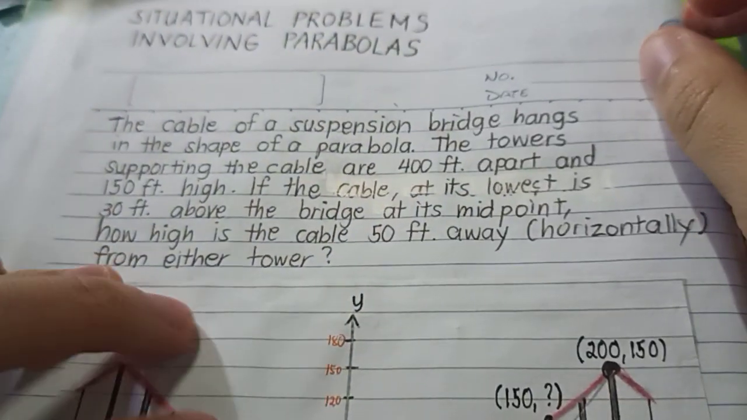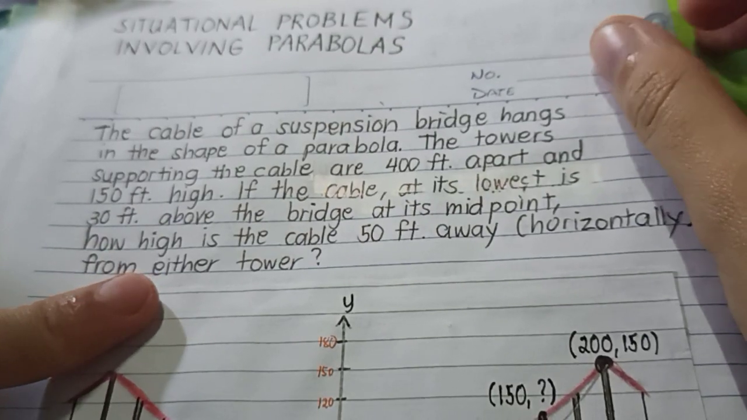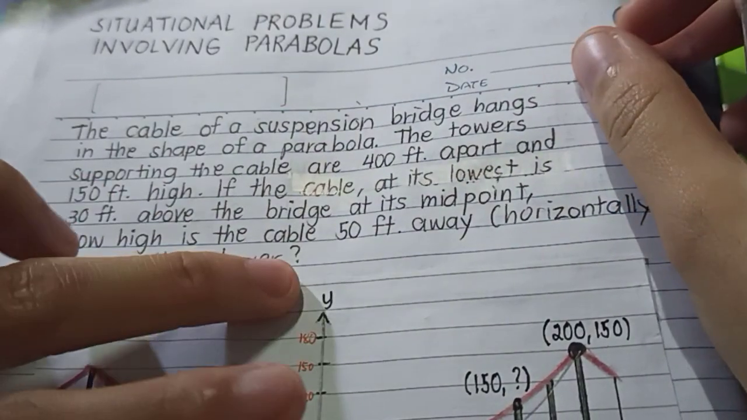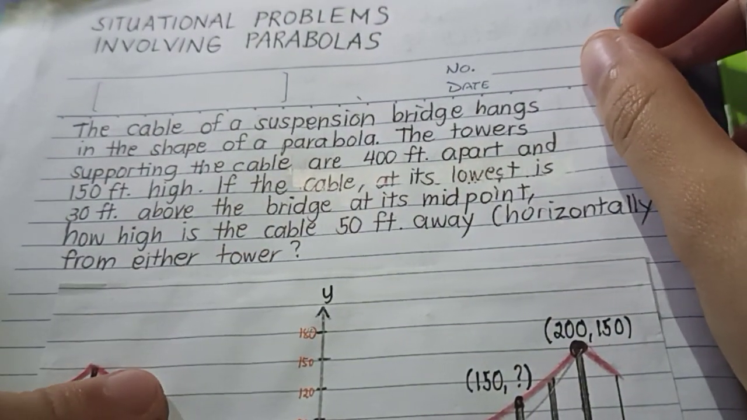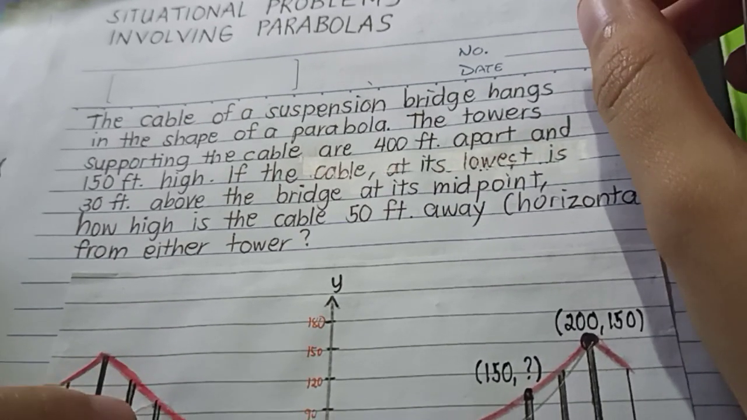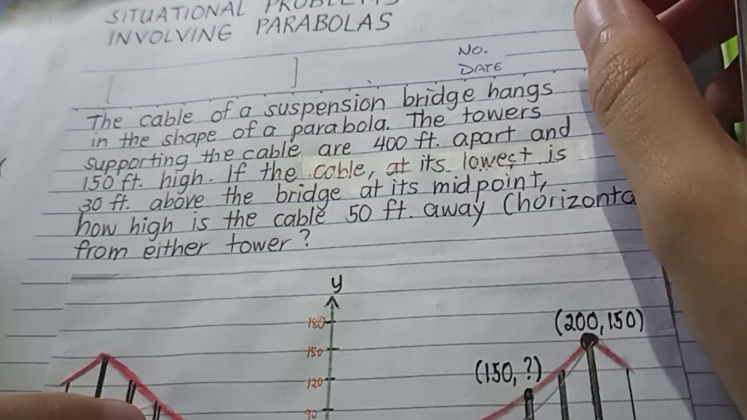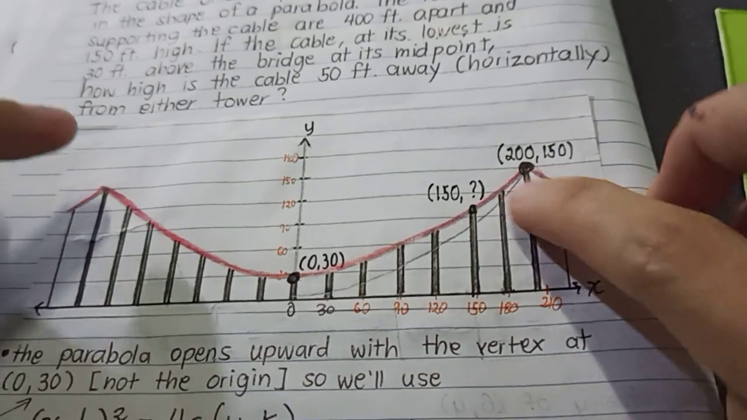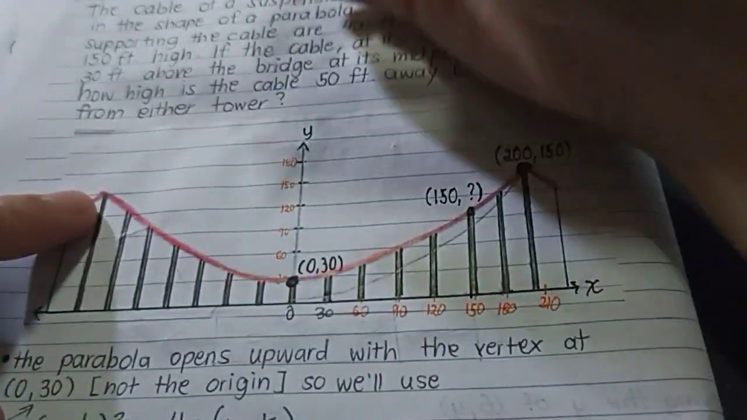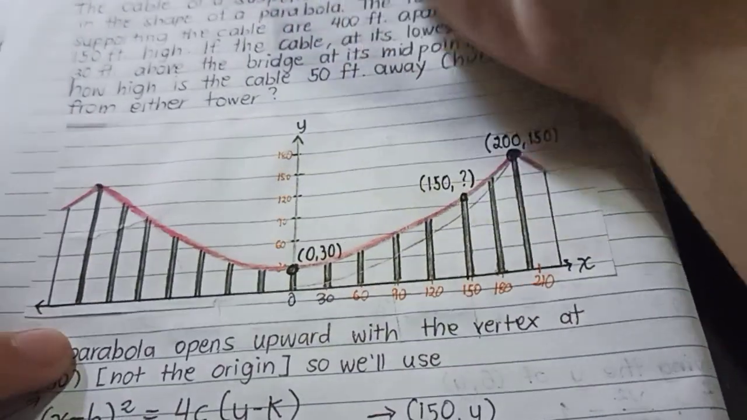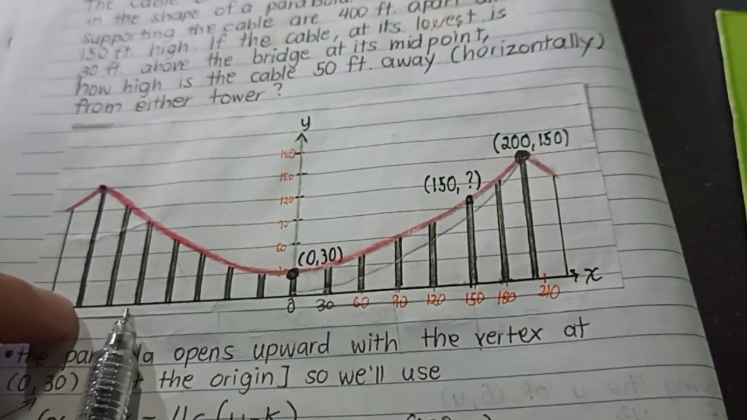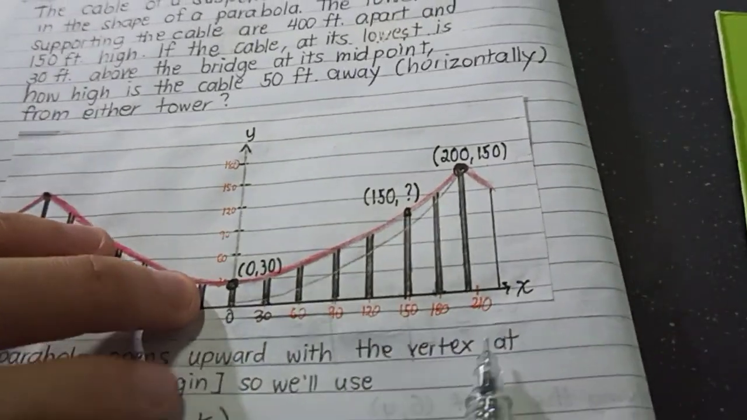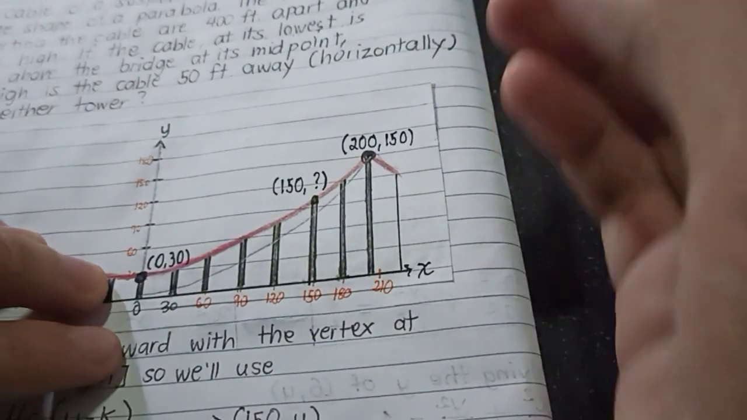Next, what was the other thing said there? How high is the cable? Now the question: how high is the cable 50 feet away horizontally from either tower? We are asked the height of the cable 50 feet away horizontally from either tower. There are two towers, no? I can construct the 50 feet. If this is the tower, I'm just going to move 50 feet away from that, then get its height. Again, I have focused on the right side so we're clear, positive only for now.